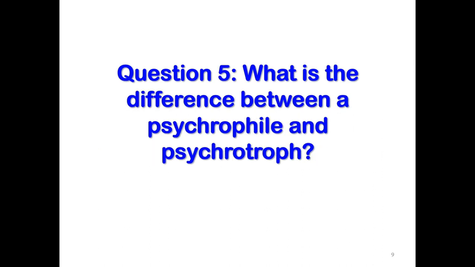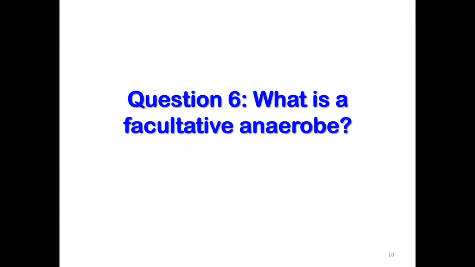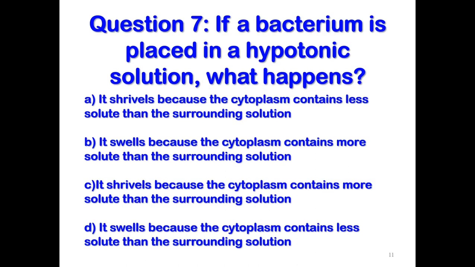So question 5 is what is the difference between a psychrophile and a psychotroph? Question 6, what is a facultative anaerobe? Question 7. If a bacterium is placed in a hypotonic solution, what happens? Does it A, shrivel because the cytoplasm contains less solid than the surrounding solution? Does it B, swell because the cytoplasm contains more solid than the surrounding solution? Does it C, shrivel because the cytoplasm contains more solid than the surrounding solution? Or does it D, swell because the cytoplasm contains less solid than the surrounding solution?